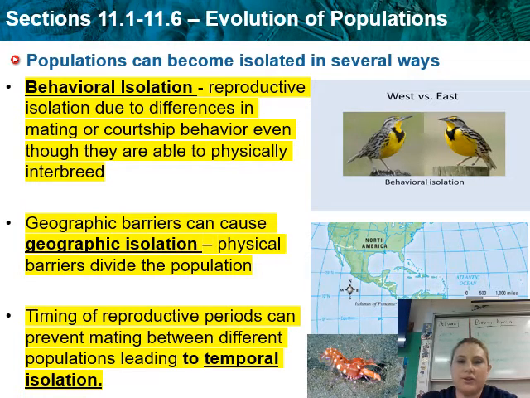We also have geographic barriers that cause geographic isolation. So things like a mountain range separating two species or two populations, and over time they can no longer reach each other, so they can no longer interbreed. Also, timing of reproductive periods can prevent mating between different populations, and this is called temporal isolation.